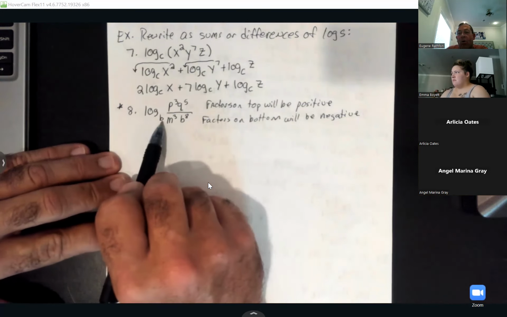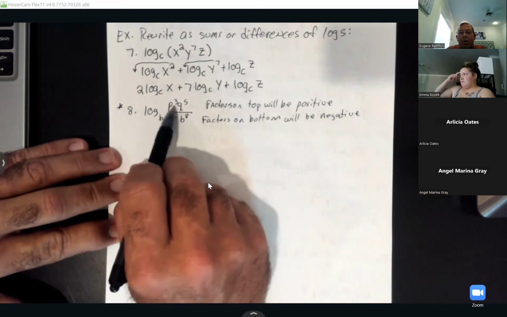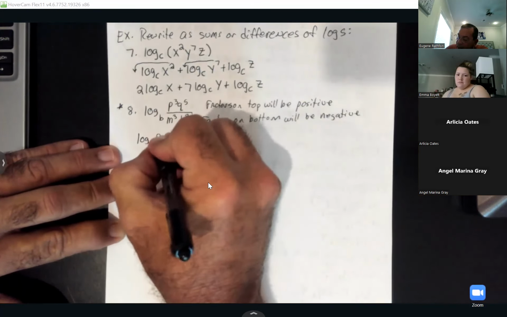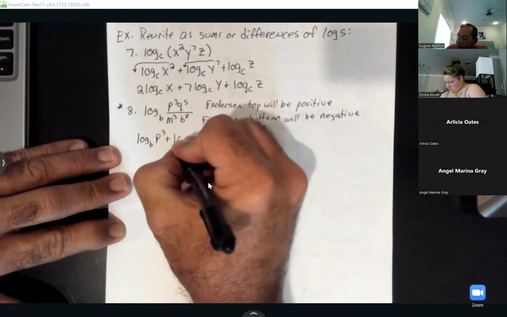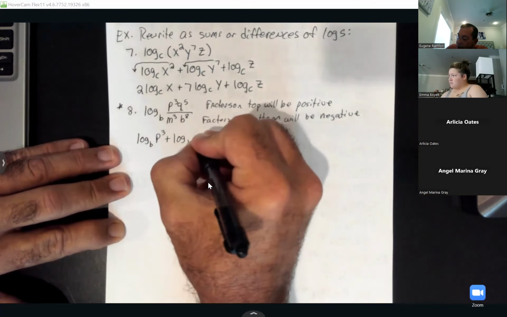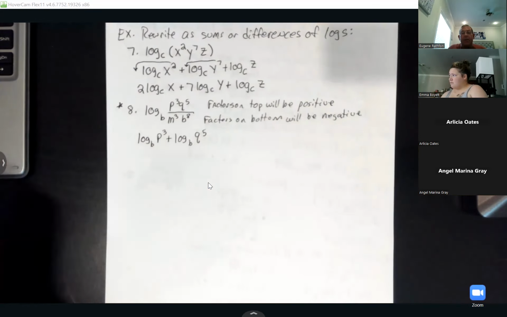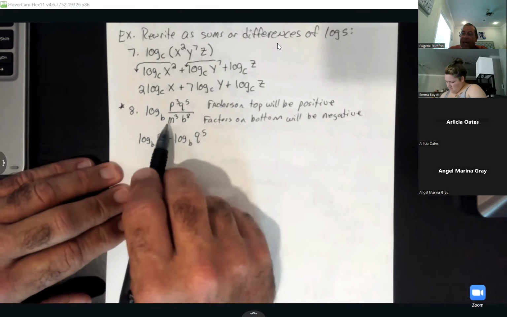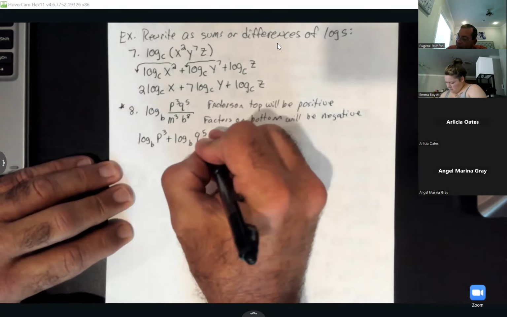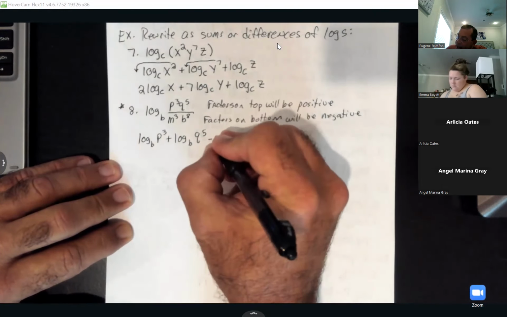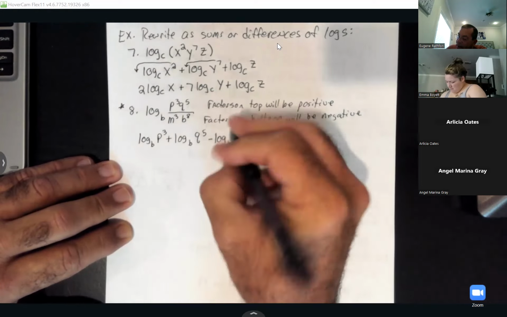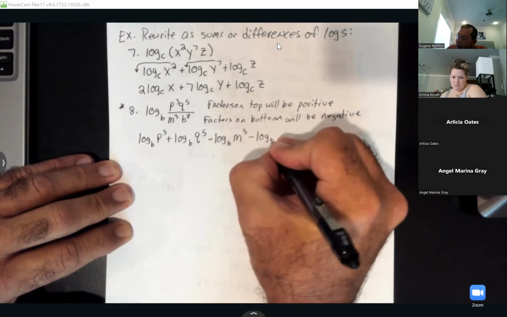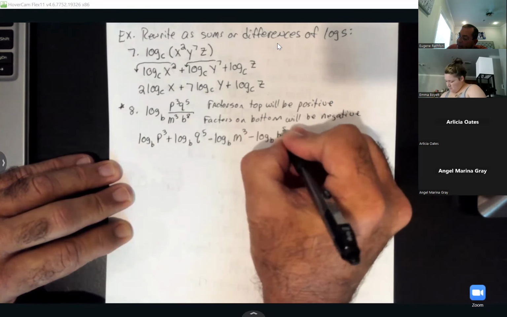I'm going to distribute the log B to all 4 of these. So I'm going to start on the top. I'm going to have a log B of P to the 3rd plus a log B of Q to the 5th. So notice, both of them are positive on top. My last 2 factors are on bottom, so they're going to be subtracted. So I'll have minus log B of M to the 3rd minus my log B of B to the 8th.